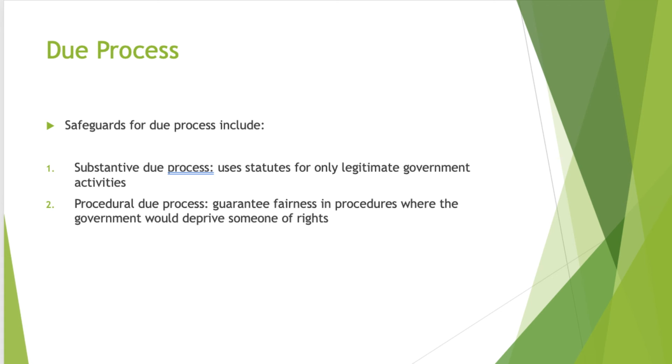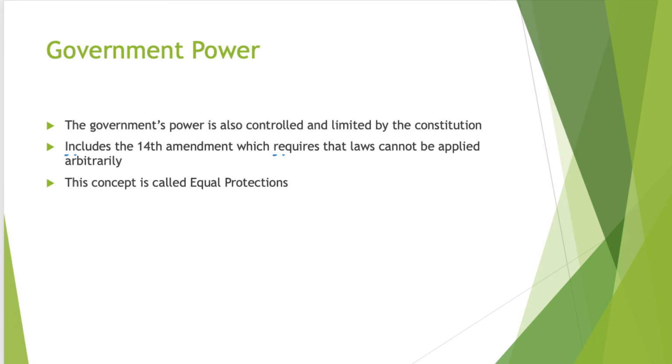So we're going to continue into the government power. What I've been alluding to this entire time is that the government power is largely controlled and limited by the Constitution. The Constitution and the amendments within it largely control the power of the government. It limits it, it regulates it, all of that. And specifically with the 14th Amendment, as we talked about how it applies to due process a second ago, we also have this idea of equal protection.